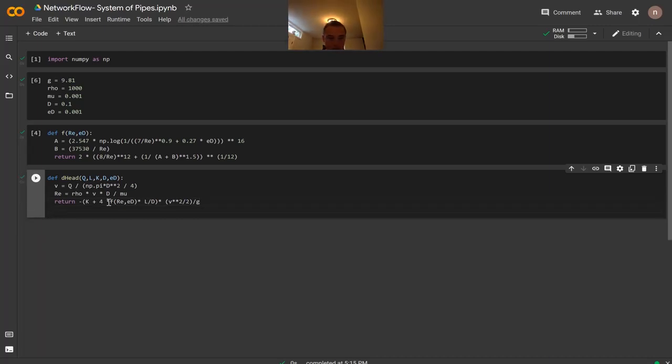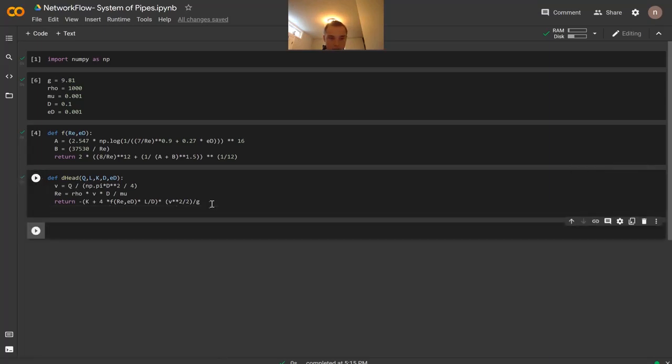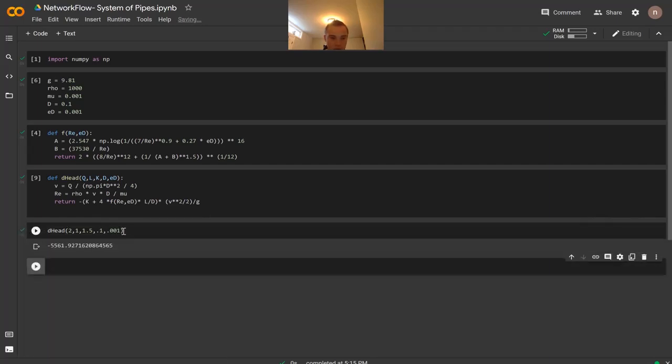Let's go ahead and test it so we can see what our delta head will be. So we have our dHead, and if we put in a value of flow, we can just call our flow 2, length say 1, k say 1.5, then our diameter, which is 0.1, and a relative roughness of 0.001. Shift enter. Okay, so that will be our delta head given these values.